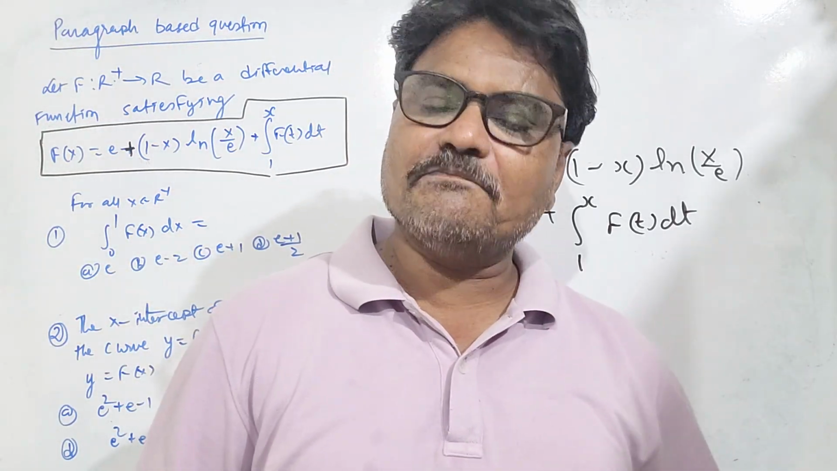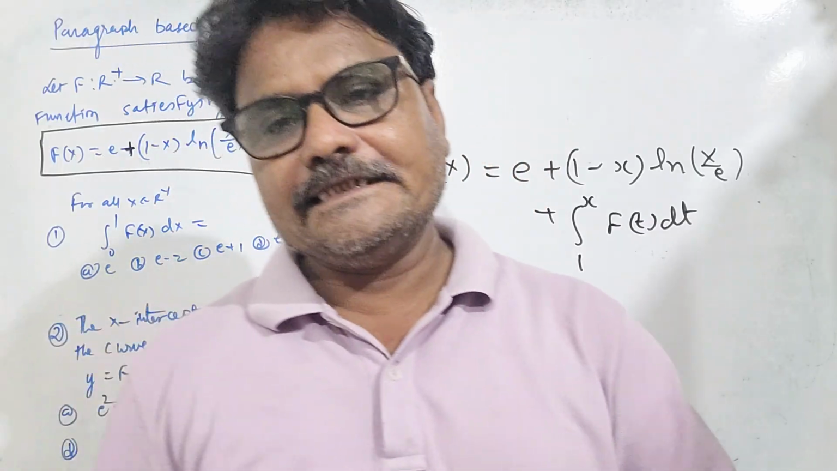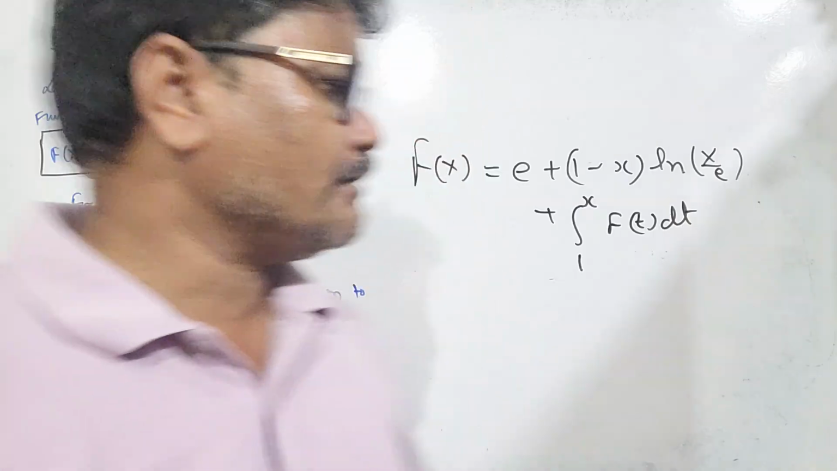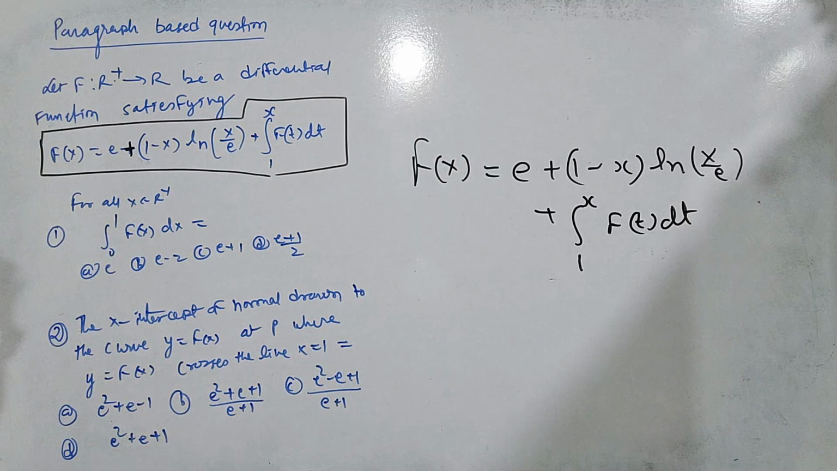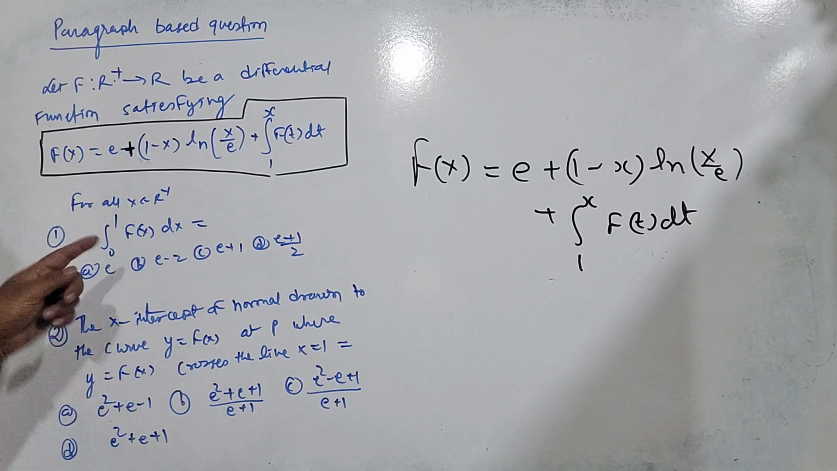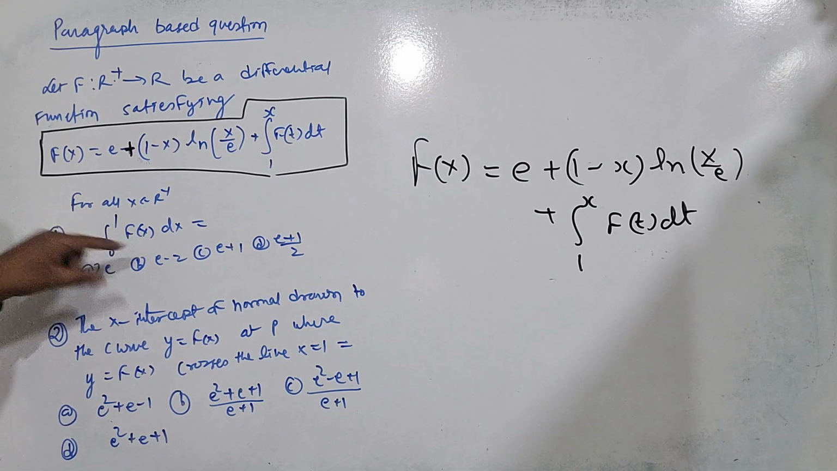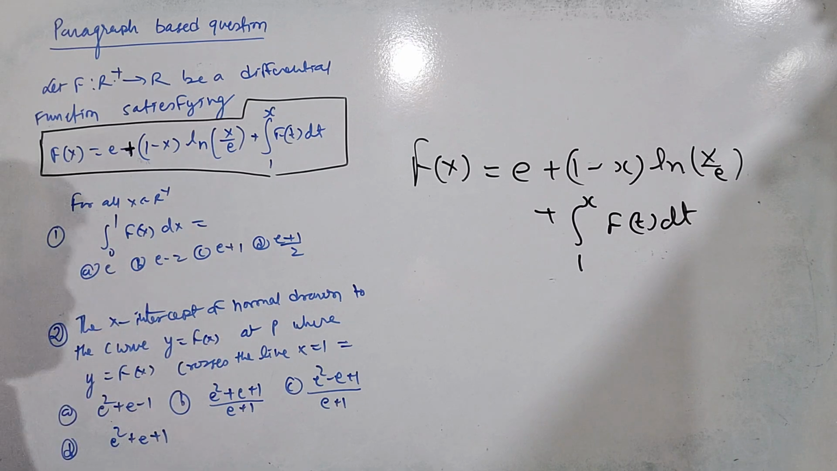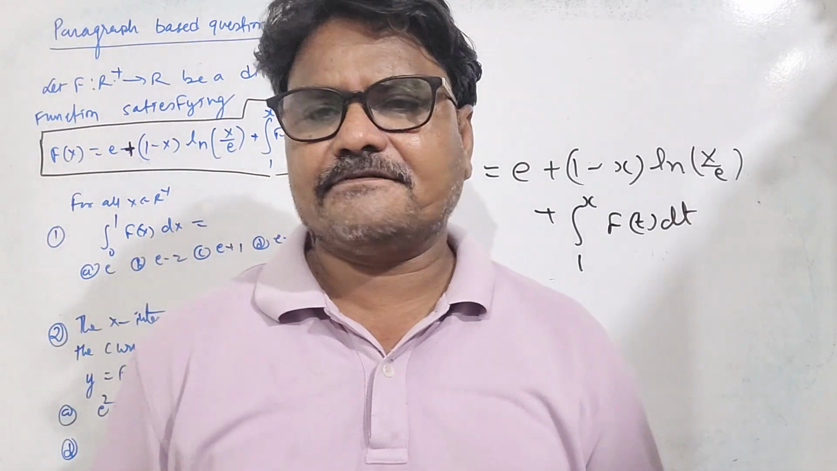So therefore you have to apply the Leibniz formula followed by the differential equation. All those concepts you have to apply here. Then you have to answer these two questions. The first one is just the integration of f(x) dx from limit 0 to 1. You have to find that out. You can find it once you determine the function f(x), correct?